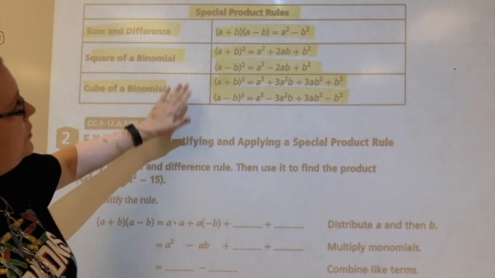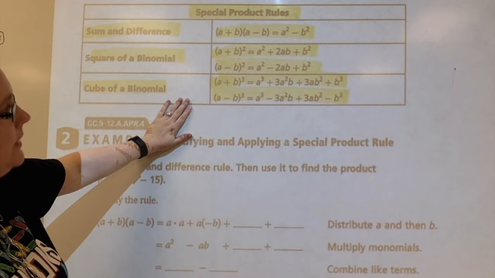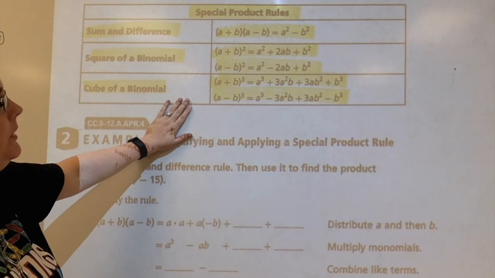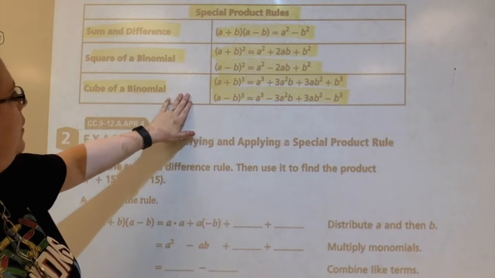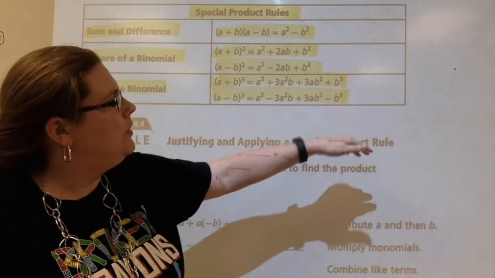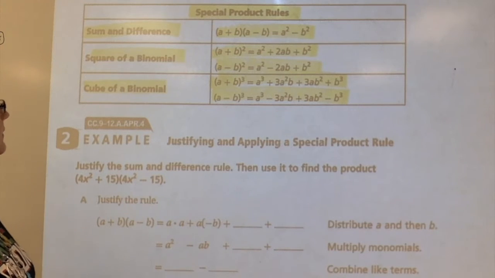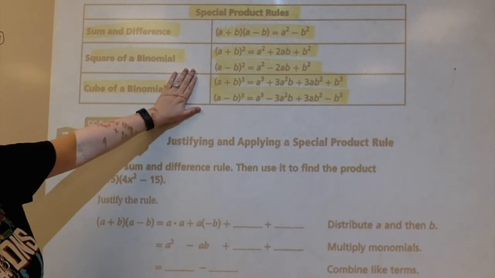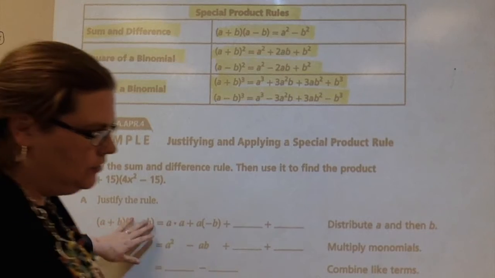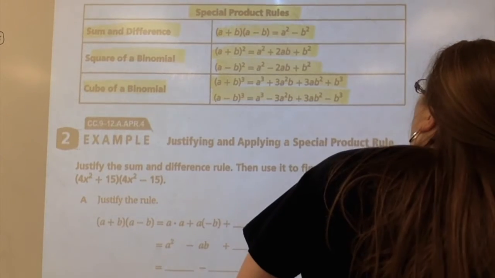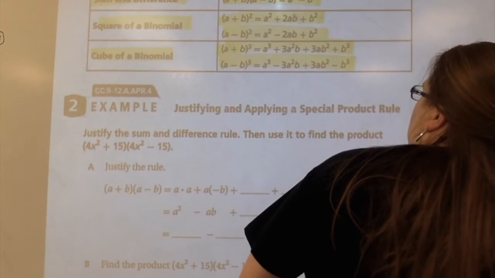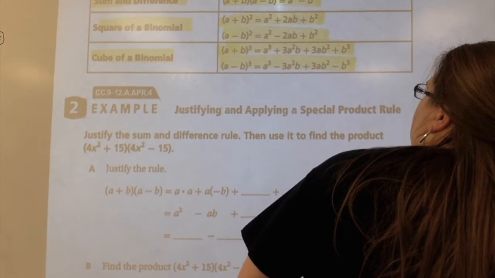And there are patterns with each one of them, so if you recognize the patterns and look for the patterns, then this shouldn't be too hard. We're also going to notice that when you cube a binomial, we're working towards following Pascal's triangle, which is going to be in the second part of the lesson. Okay, so we're going to use the special product rules and show an example 2. Try to keep that visible.